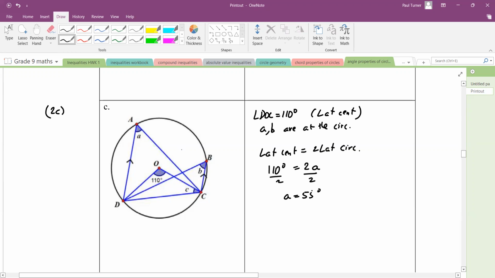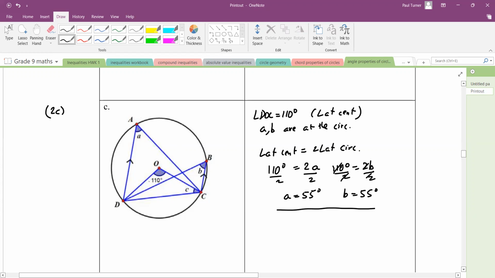And then we can also do the same for B, because remember A and B are the same angle. So we'll have 110 is 2B, and then divide both sides by 2. Cancel out. We'll get B is also 55 degrees. So that's showing the full working to get A and B.